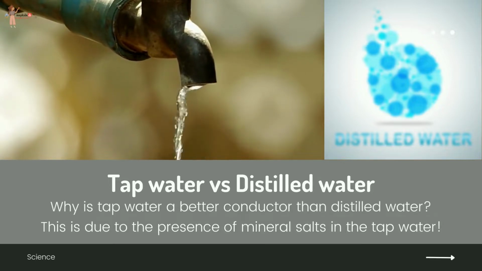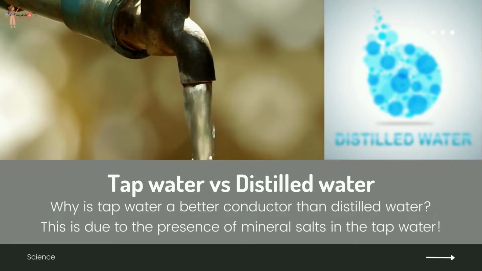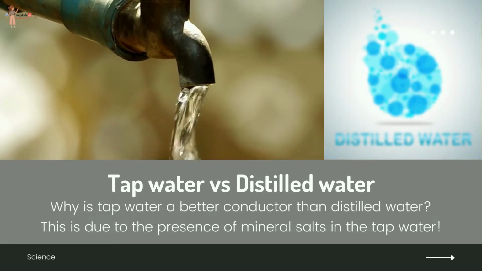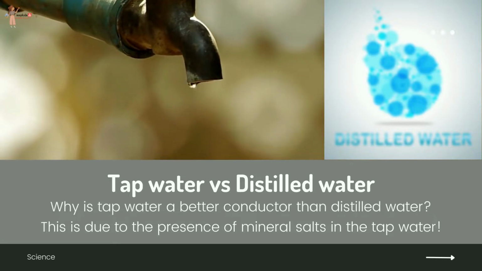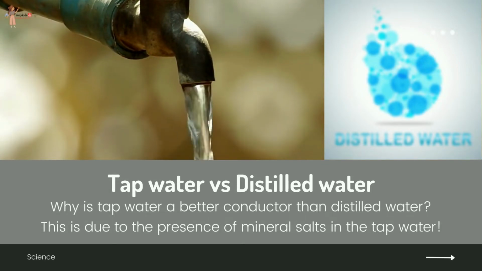Tap water versus distilled water. Have you ever wondered why tap water is a better conductor than distilled water? Well, this is due to the presence of mineral salts in the tap water. This also tells us why we should never handle electrical appliances with wet hands.